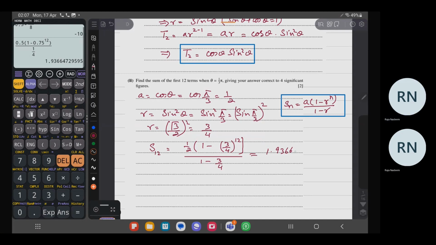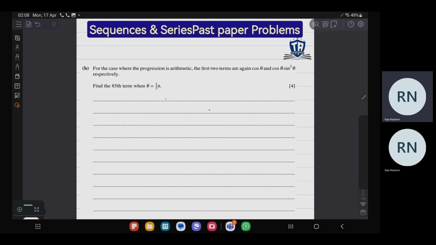1.9366. See, as we need to write our answer into four significant figures, so take the value from the calculator up to five significant figures and then round it to four significant figures, 1.937. So this is our answer, which is in the form of four significant figures. Okay, so this was the second question of the same type. Second part of the question says that for the case where the progression is arithmetic, find the first two terms. The first two terms are again cos theta, and these.